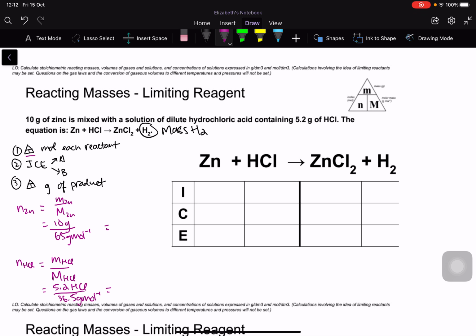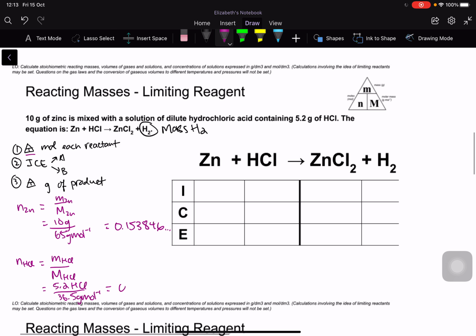This is from your equation triangle. 10 divided by 65 gives us 0.153846, and then a bunch more decimals. 5.2 divided by 36.5 is 0.1424, and more decimals. Okay.